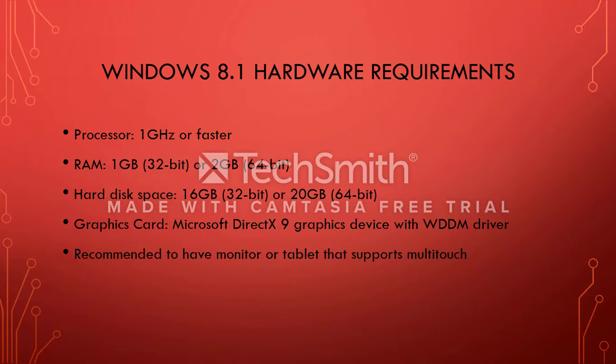We will begin by comparing Windows 8.1 and Windows 10. The Windows 8.1 hardware requirements are as follows. The processor requires 1 GHz or faster. RAM is 1 GB for 32-bit or 2 GB for 64-bit. The hard disk space required is 16 GB for 32-bit or 20 GB for 64-bit. The graphics card is a Microsoft DirectX 9 graphics device with WDDM drivers, and it's recommended to have a monitor or tablet that supports multi-touch.